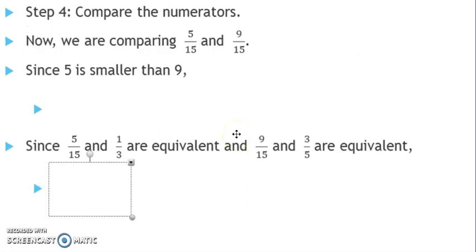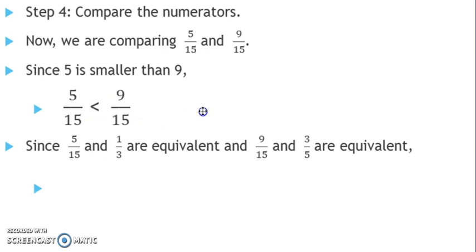Step 4 is compare the numerators. So with our two new fractions, 5/15 and 9/15, we compare these two, and since 5 is smaller than 9, we see that 5/15 is less than 9/15. And since 5/15 and 1/3 are equivalent, and 9/15 and 3/5 are equivalent, that means that 1/3 is less than 3/5.